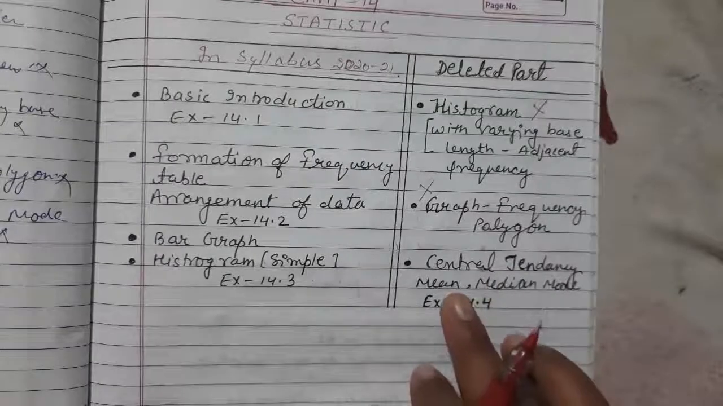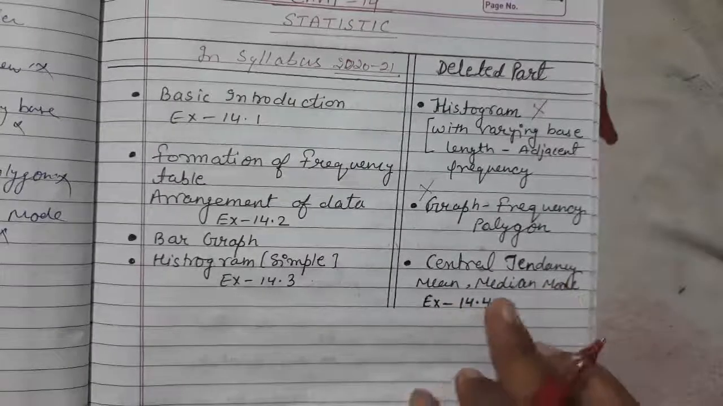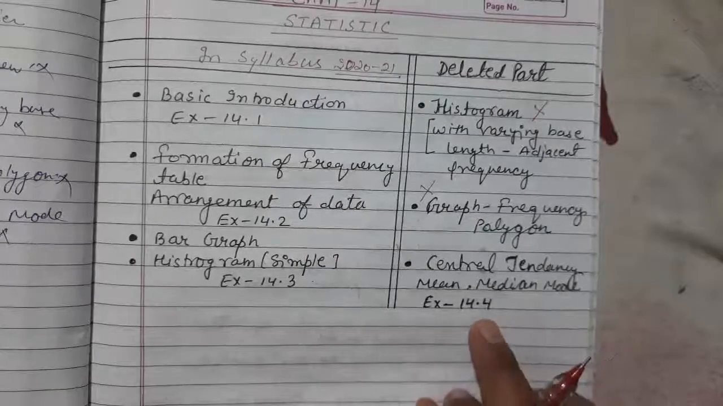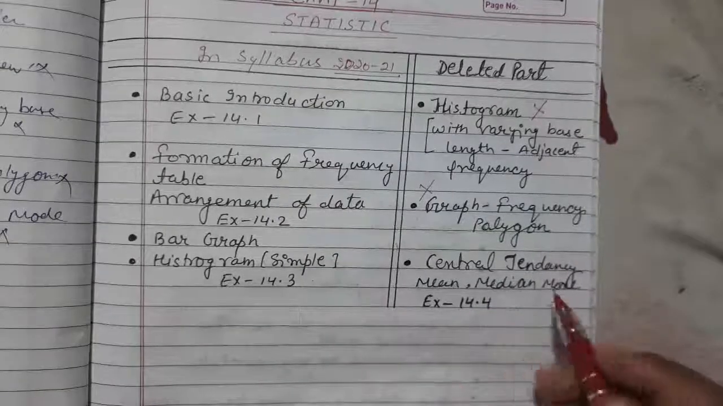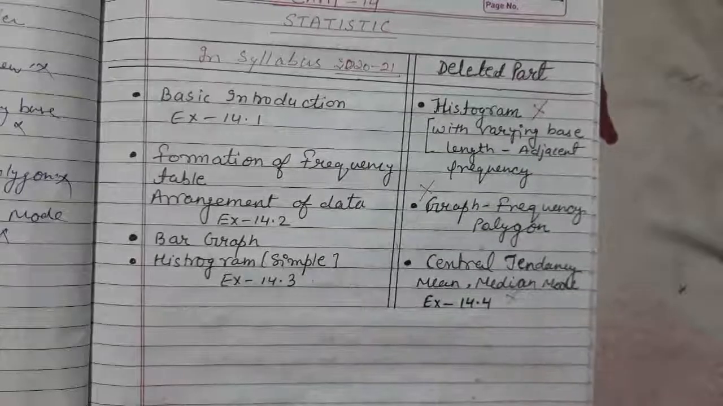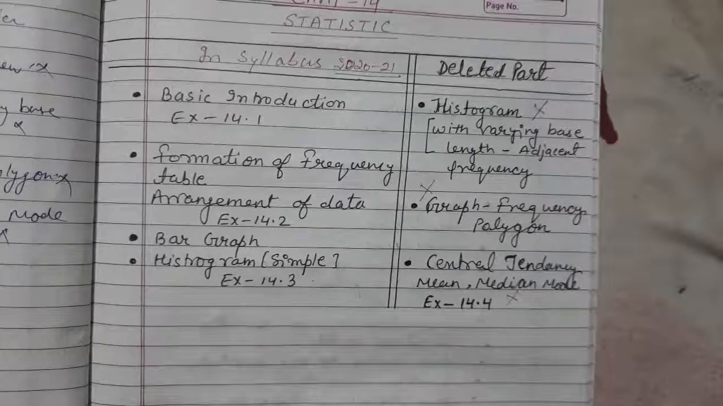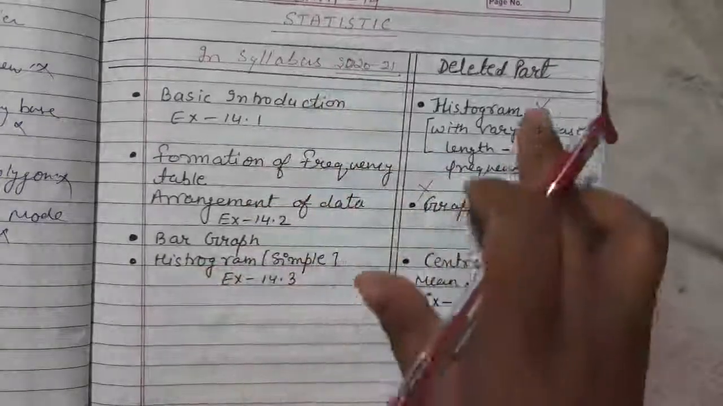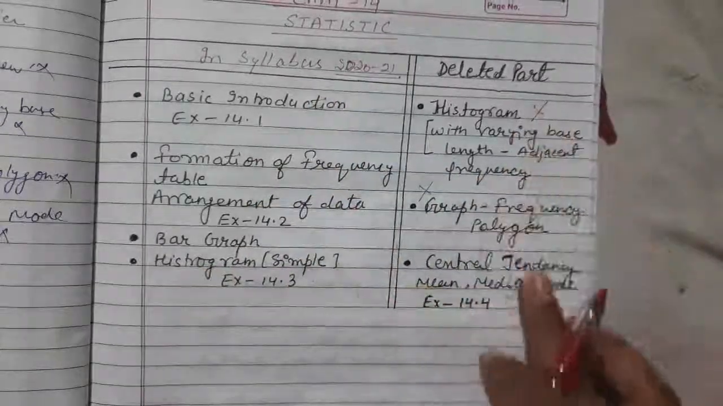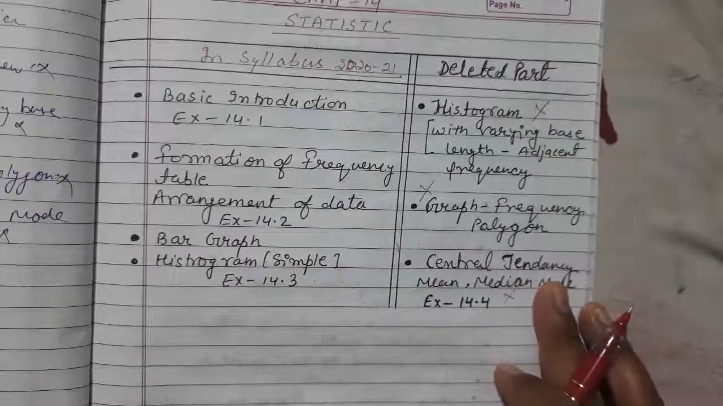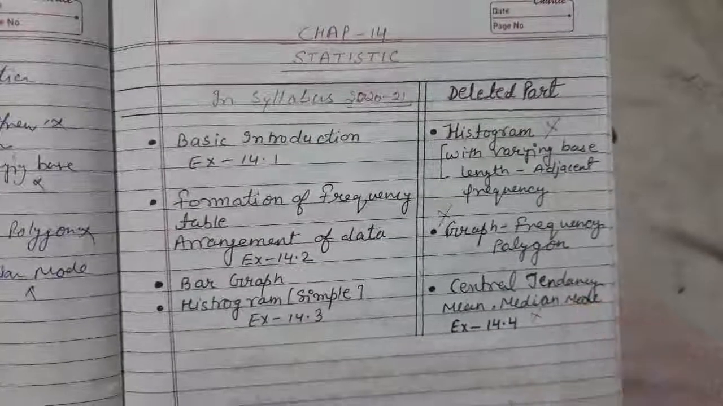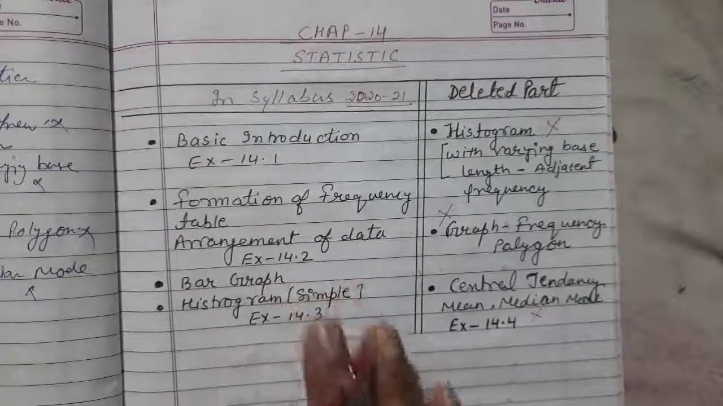Next is central tendencies: mean, median, mode. Again this is removed, and exercise 14.4 is removed from our upcoming syllabus. So basically we have to study these and we will not study those things. So these are the removed portions. This is the basic information which we must know before starting our chapter.